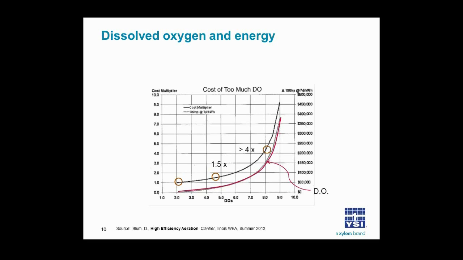And in extreme cases, say for a DO concentration of 8, that cost is over 4 times as great as the cost it would be to maintain a DO concentration of 2. So very significant impacts of not controlling dissolved oxygen.